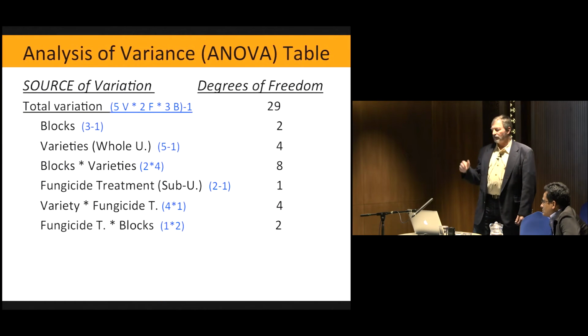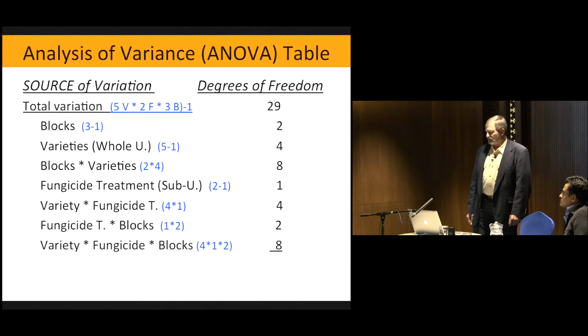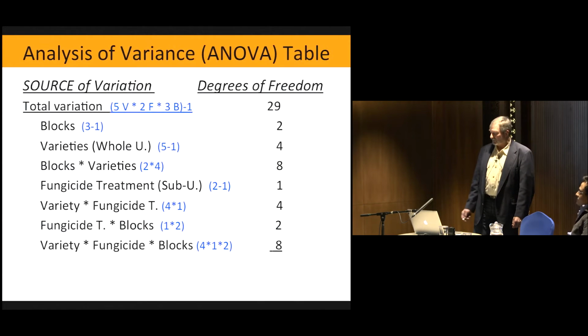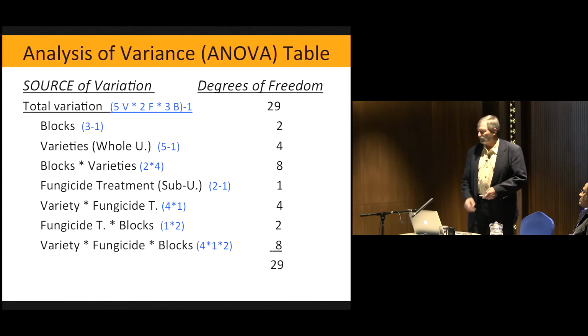Fungicide treatment by the blocks has 2 degrees of freedom for that source of variation. And then varieties times fungicides times blocks give us 8 total degrees of freedom. If you add them all up, the total degrees of freedom, all 29 of these, are partitioned into 1, 2, 3, 4, 5, 6, 7 different sources of variation.